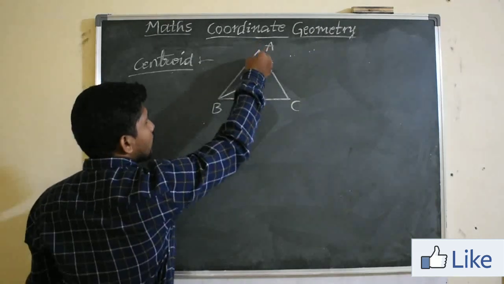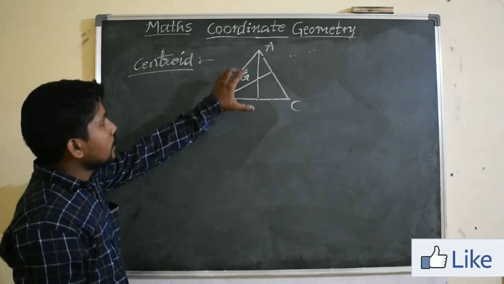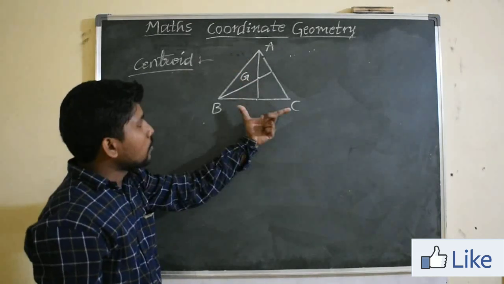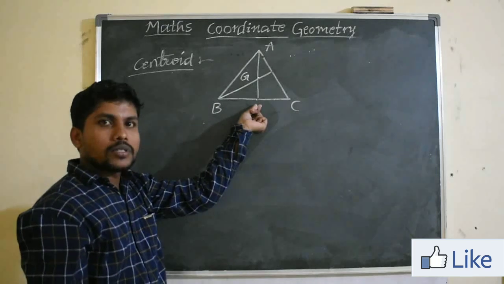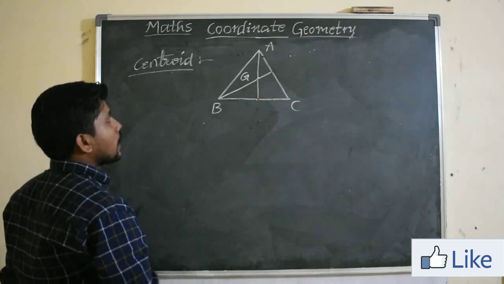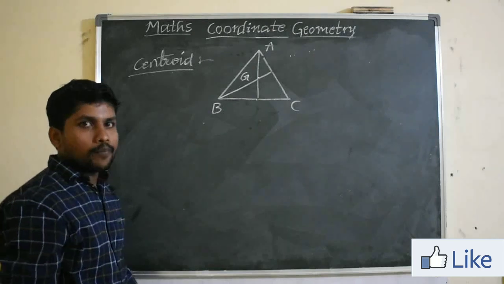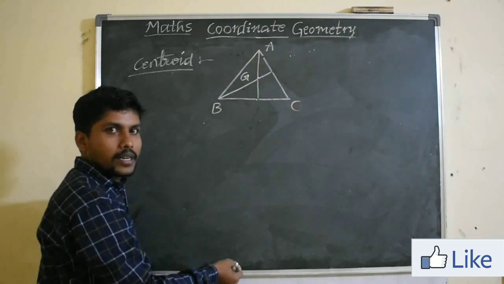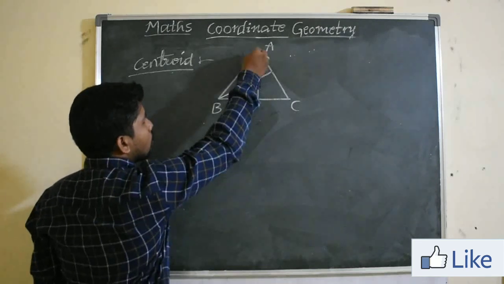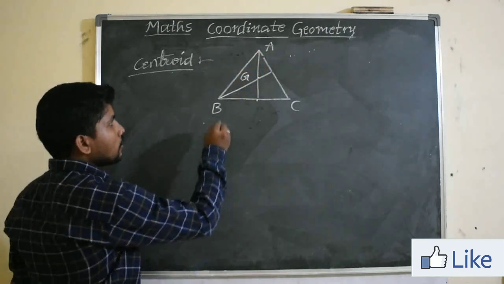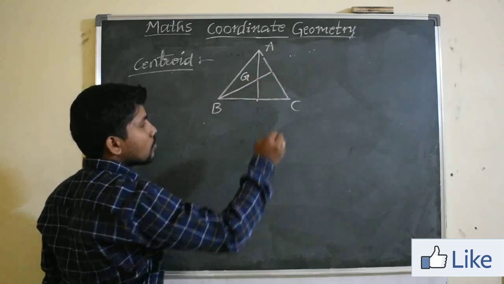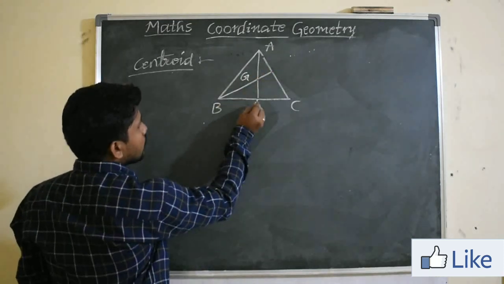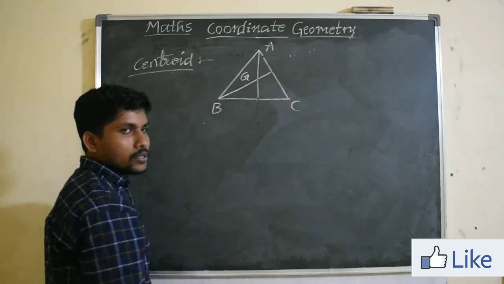Now what is median? A median is a line drawn from vertex of a triangle to its opposite base midpoint. That line is called a median. So a line drawn from the vertex of a triangle to its opposite side midpoint is called a median. So the point of intersection of medians is called a centroid. As we know, it is meeting at the midpoint of the opposite side.